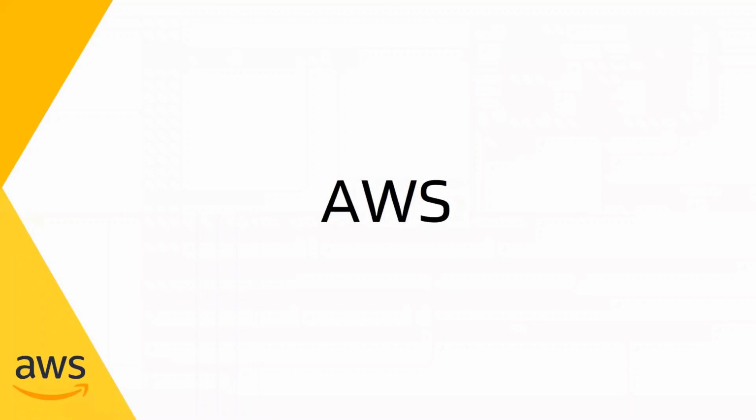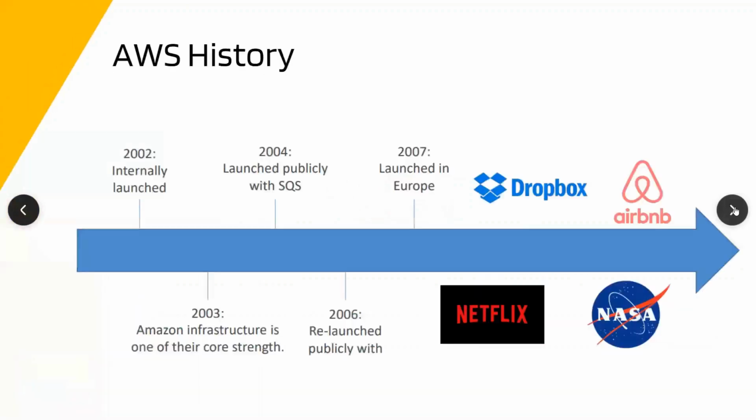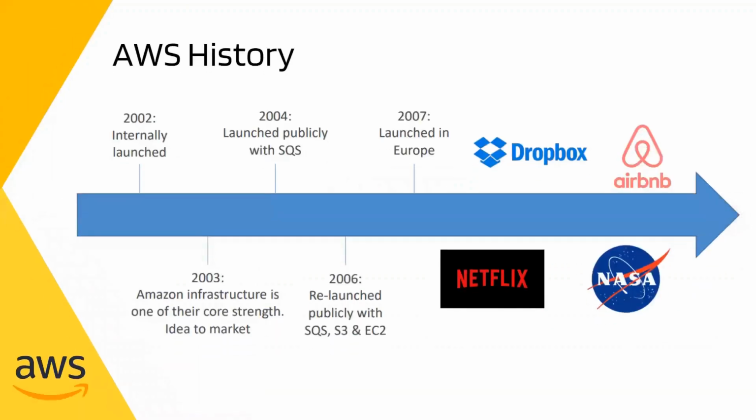And the next topic is, what is AWS? Very important topic. See how AWS history started. In 2002, AWS was launched internally. Amazon launched this AWS internally after 2003. They had made the infrastructure one of their core strengths, taking the idea to the market. But publicly, they launched in 2004 as an SQS service.